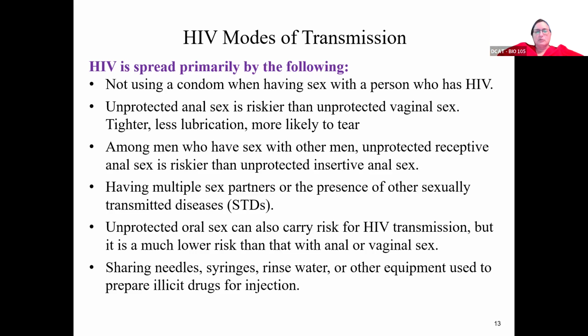But it's much lower risk than the anal or vaginal. And the main thing with the unprotected oral sex is more about if they have open sores, bleeding gums, or an irritated area in the mouth. Again, that's going to be an easier route for the infection to enter.